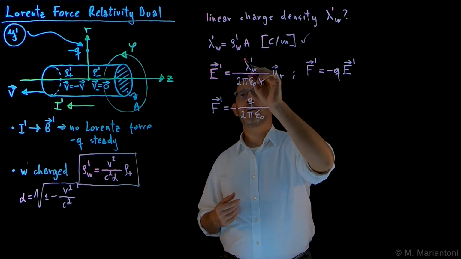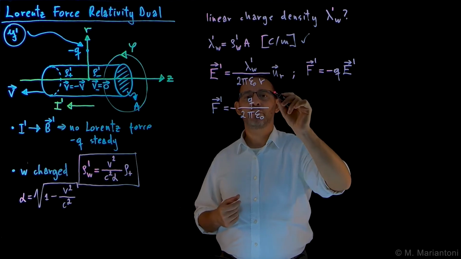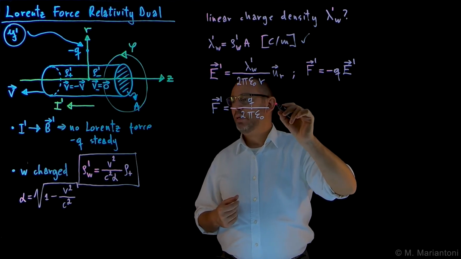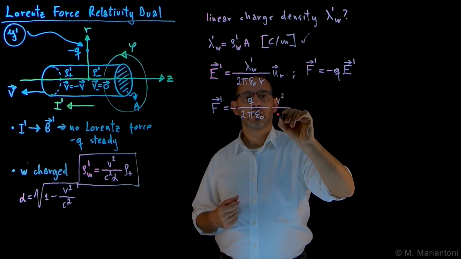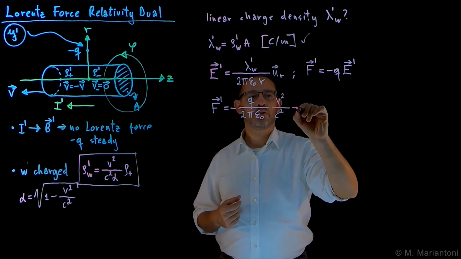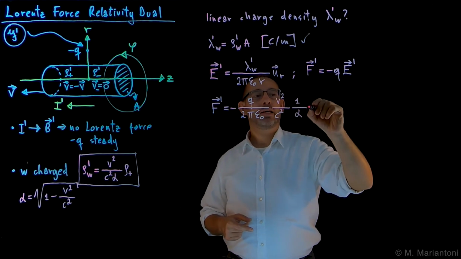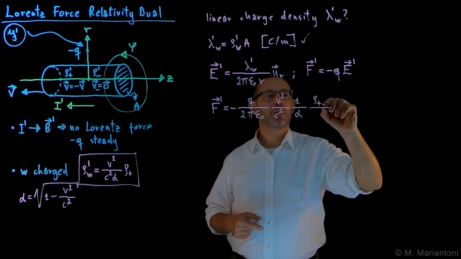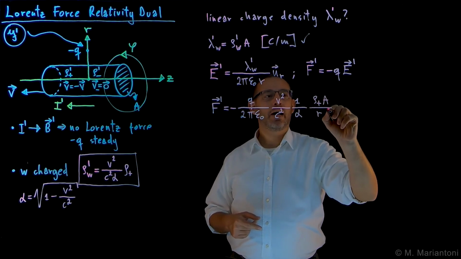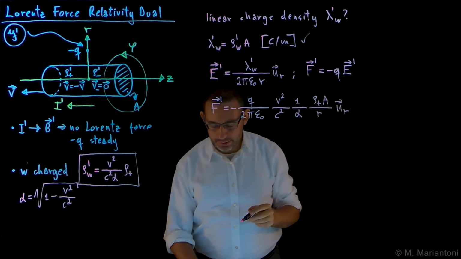Then we have rho prime times A, which is lambda prime. And so lambda prime is v squared over c squared times the coefficient 1 over alpha times rho plus times the cross-sectional area A divided by R, and your quantity is times UR. So let's recheck that everything is there.